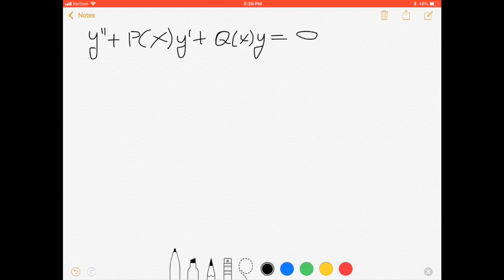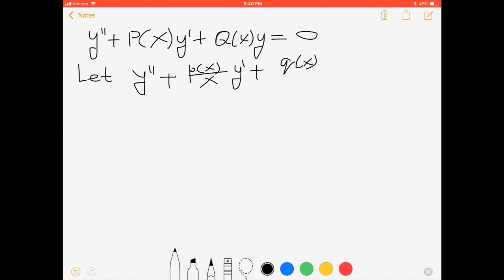Equals 0. And we can rewrite this equation in a form where big P(x) is rewritten as small p(x) divided by x, multiplying y prime, and big Q(x) as small q(x) divided by x squared, times y, equals 0. And here we have this kind of definition.